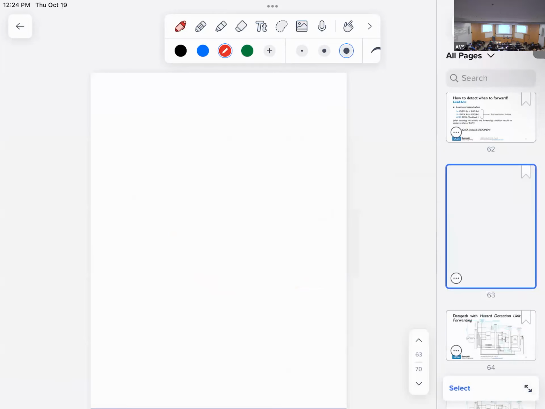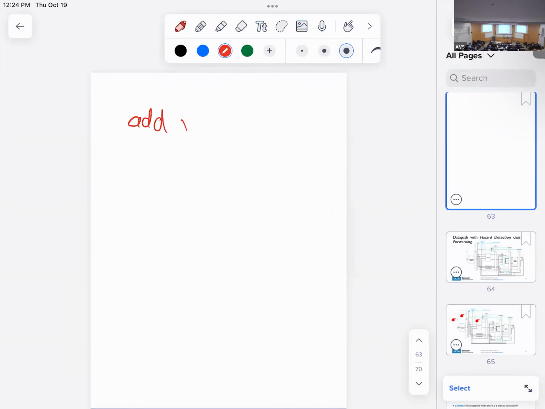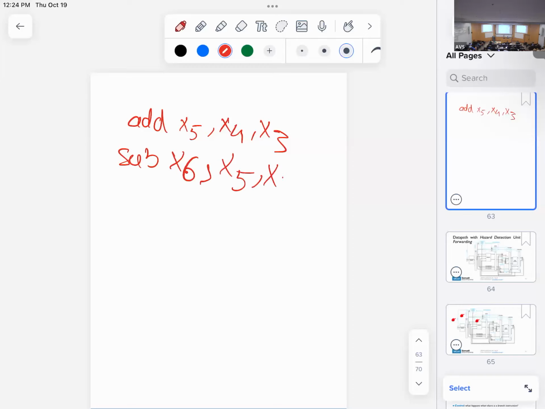So let's say, for example, I have add X5, X4, and X3, and then I have a sub X6, X5, and maybe X1, okay? So I have something like this, right? So what will happen is that if I have my fetch, decode, execution, memory, write back, this add goes here and then goes here and then goes here. So this would be my add, for example, after the third cycle, and this would be my sub, okay?